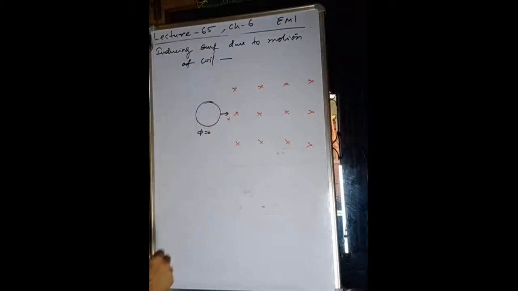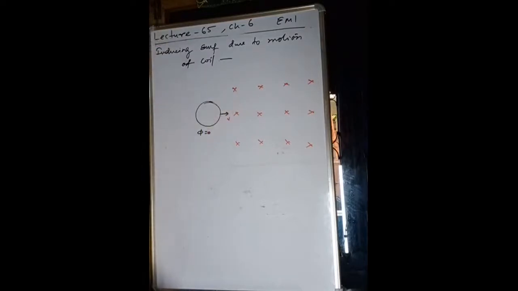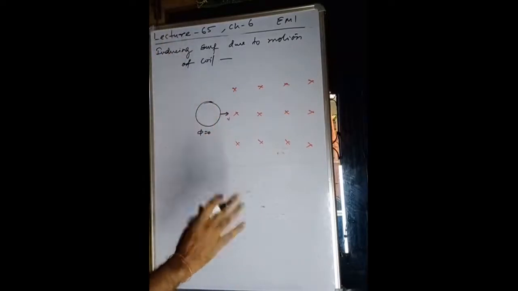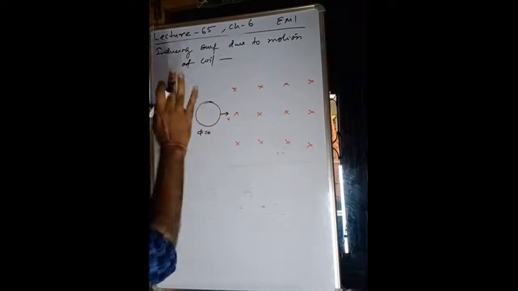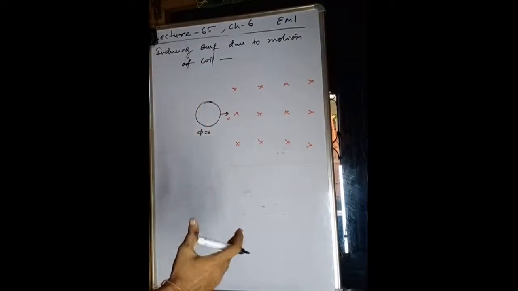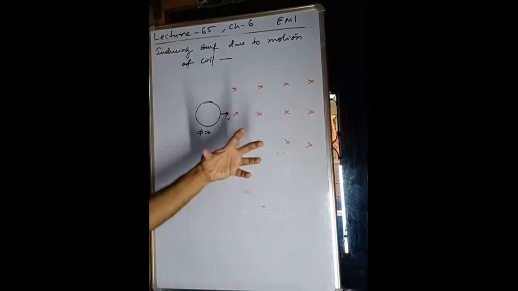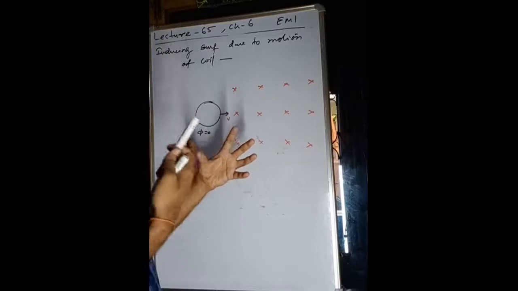The flux is 0. No field lines are trapped by this coil. As it starts moving inside the magnetic field, will the flux increase or decrease? The answer is yes, it will increase, no doubt. It will start increasing the magnetic flux. Now, if the flux is increasing, it is very important to understand why this flux is increasing.